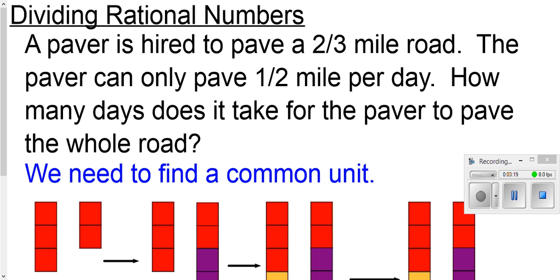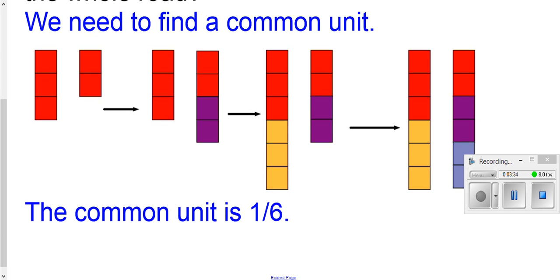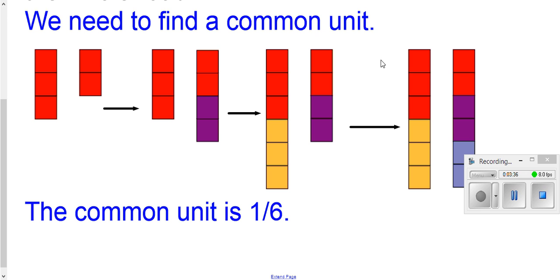So suppose we had a 2/3 length mile and the paver could do a half a mile per day. How long does it take the paver to pave the whole road? Well, first of all, we need to figure out a common unit that we're going to be dealing with. So what I did is I started out with 3 here because we're dealing with thirds, and we started out with 2 because we're dealing with halves.